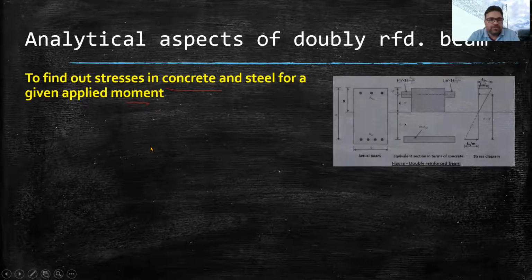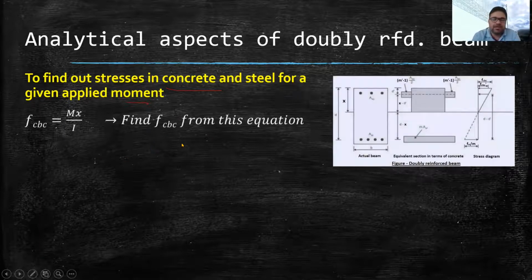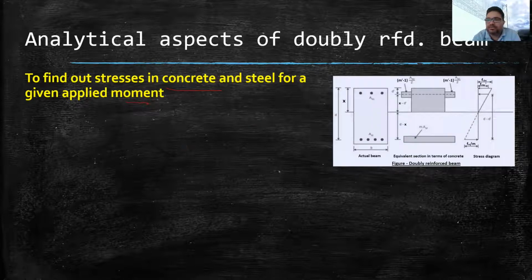Now, we may be asked to calculate the stresses in concrete, the stresses in tension steel, and the stresses in the compression steel. Which means we may be asked to calculate FST, FCBC, FSC or FCBC dash. Now, what is it?